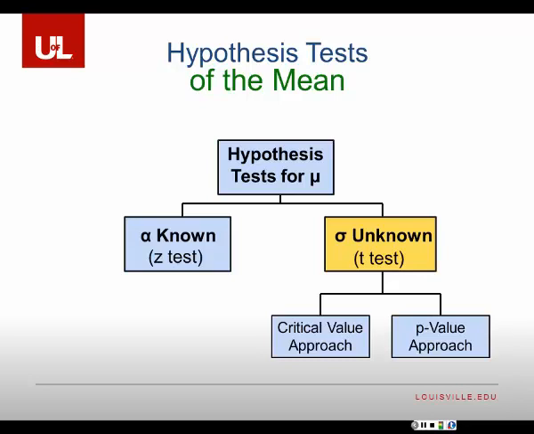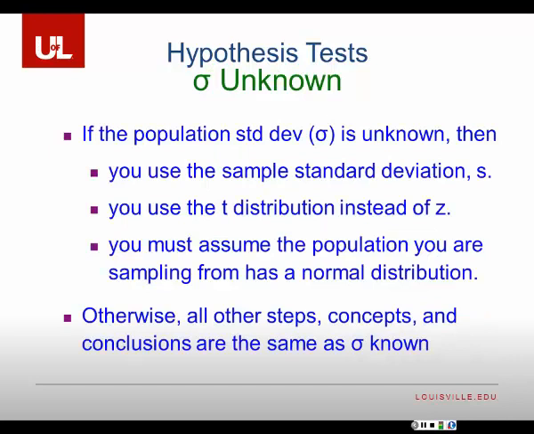It's just more work. If you're going to do this out in the real world and you have a sophisticated computer, you're more than likely going to have a software package that will just spit out these p-values for you, like I showed you on that one web page. If you don't have that and all you really have is Excel, usually this way is the better method. Find the critical value, find the observed value, and compare the two. So if the population standard deviation is unknown, then you use the sample standard deviation S. You use the t-distribution instead of z, and you must assume the population you are sampling from has a normal distribution. Otherwise, all the other steps, concepts, and conclusions are the same as sigma known.